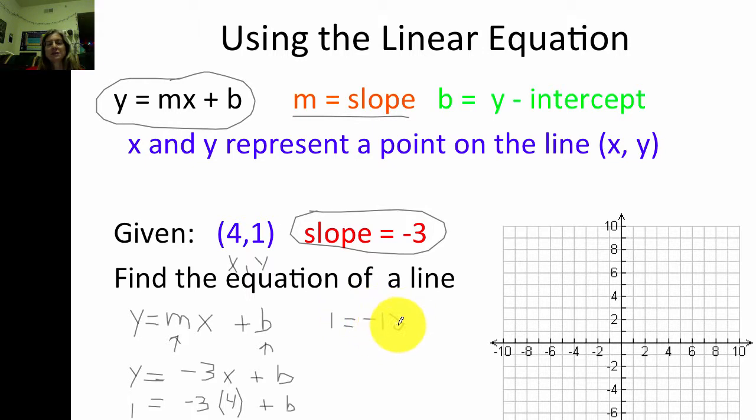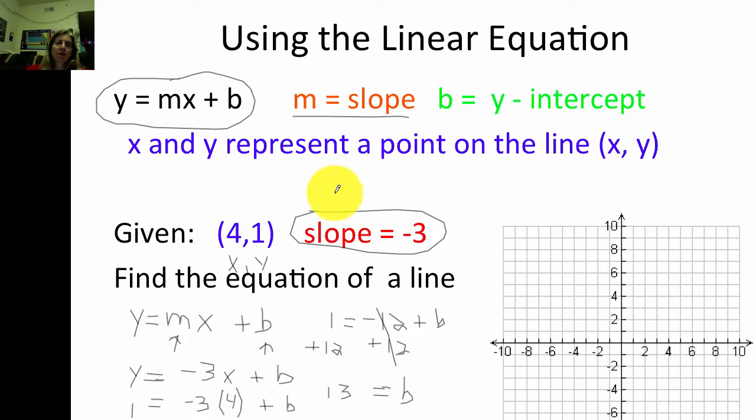We do the opposite. Since 12 is subtracted from this side, we're going to move it to the other side of the equal sign by adding it back now. It's 12. And we're going to add 12 to both sides of the equation. Got to keep it balanced. So now we have 13 equals, since minus 12 plus 12 is 0, 13 equals b. How funny is that? Alright, so we know our b value, which is the y-intercept.